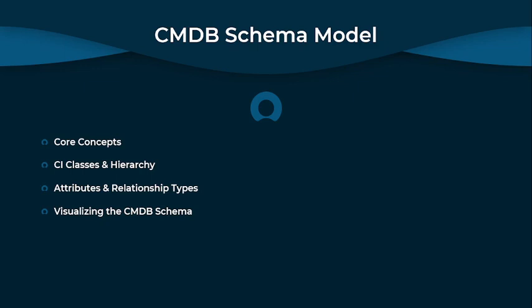Then CI class and hierarchy. The CMDB schema model uses a hierarchical structure to organize CI classes. This hierarchy starts with the generic class and becomes more specific as it branches out. Key CI class includes base configuration item, the root class for all CIs. Then hardware includes subclasses like server, network devices, storage devices, etc. Then server subclasses can include Windows Server, Linux Server, virtual server, etc.